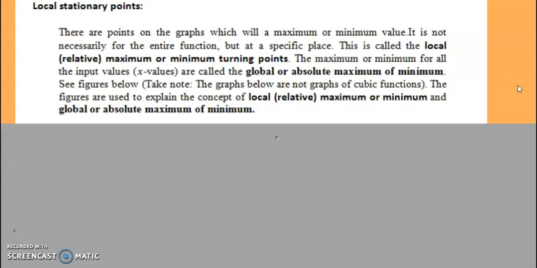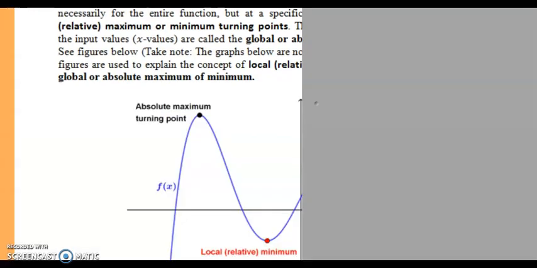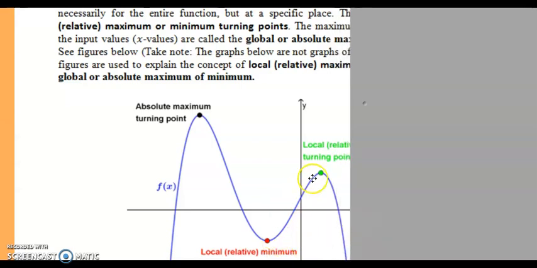If you look at the picture that I will reveal shortly, the graph of a cubic function, the figures are used to explain the concept of local and global maximum or minimum. In a cubic function, we would generally have a local maximum and a local minimum. But in a fourth degree function, we will have an absolute maximum because there will be two maximum values, or it could be two minimum values if it's a negative function.